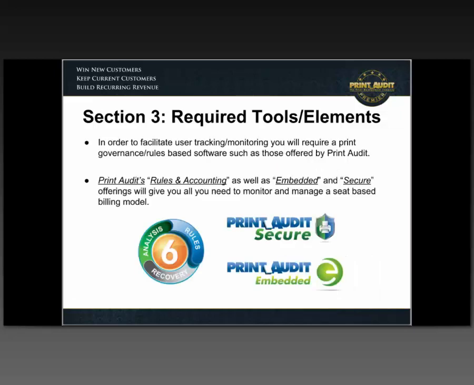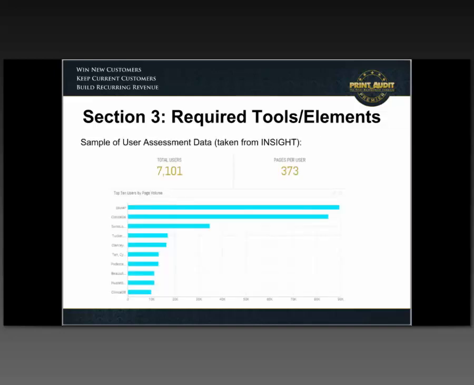So obviously, with software like that provided by Print Audit, which we're very proud of, for rules and accounting, embedded and secure, these will make sure that your seat-based program is functional and, most importantly, profitable. What I have here are some examples from a new product that Print Audit has introduced, which is called Insight. Insight is basically data analytics and big data analysis based on user print behavior. And all of our premier members have access to this.